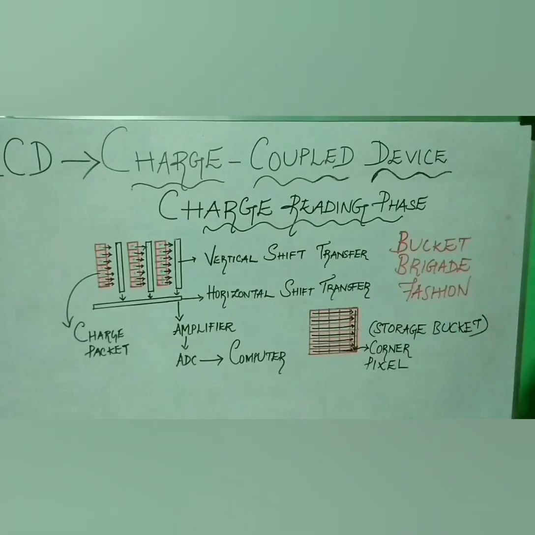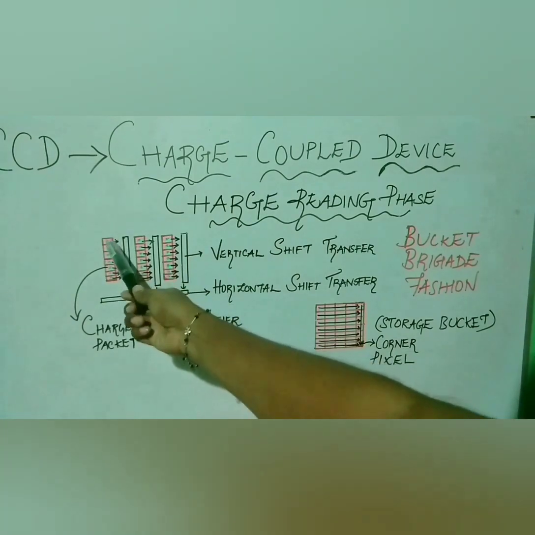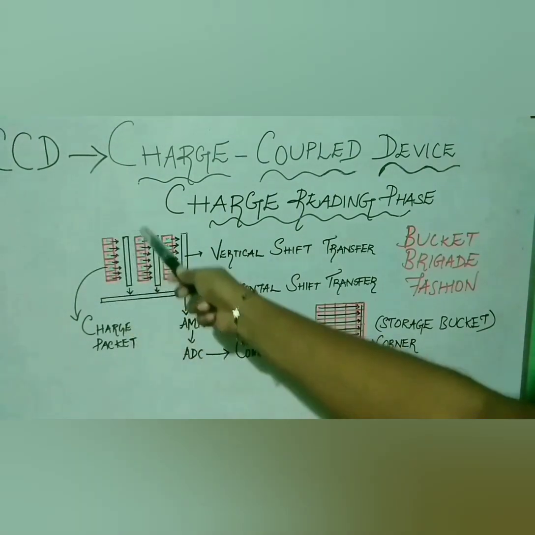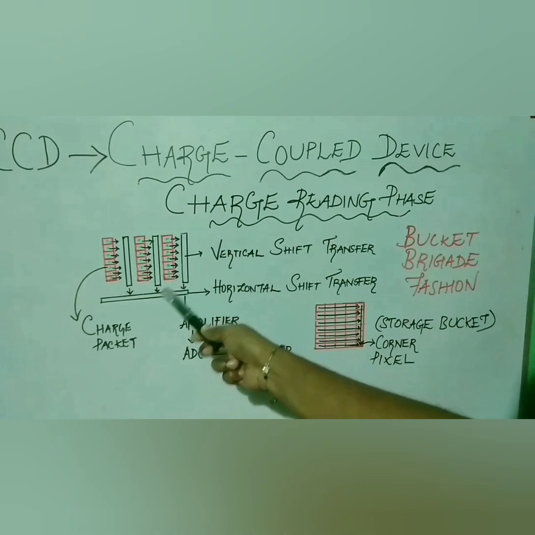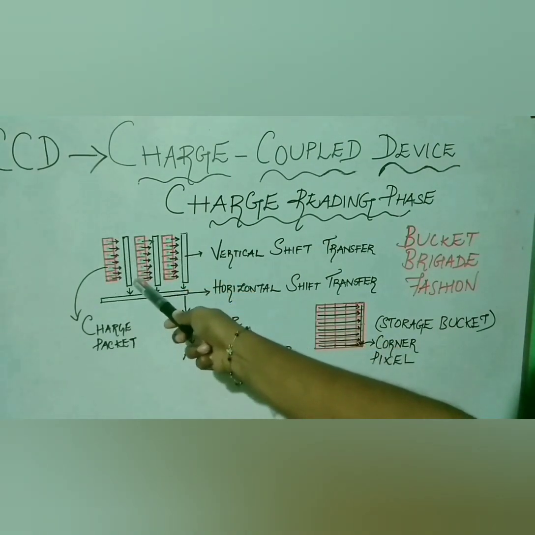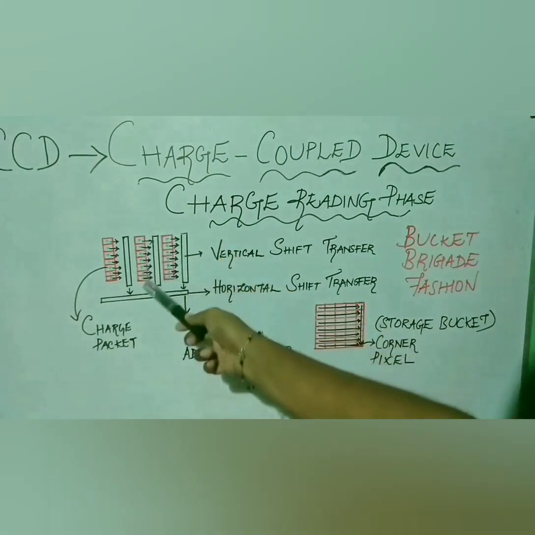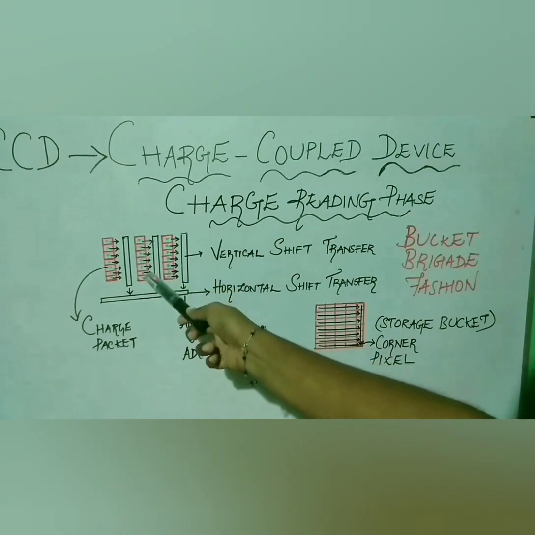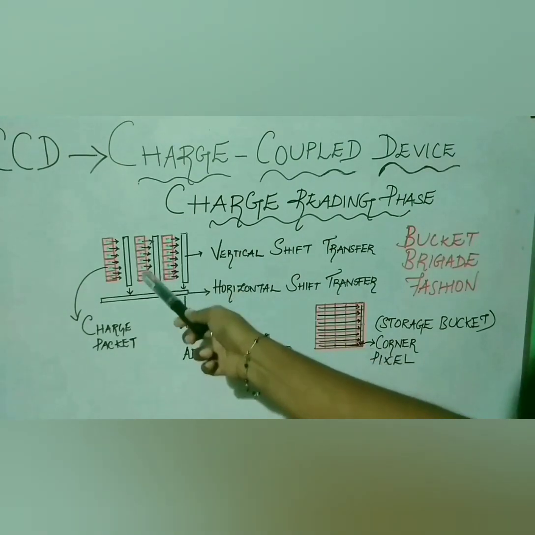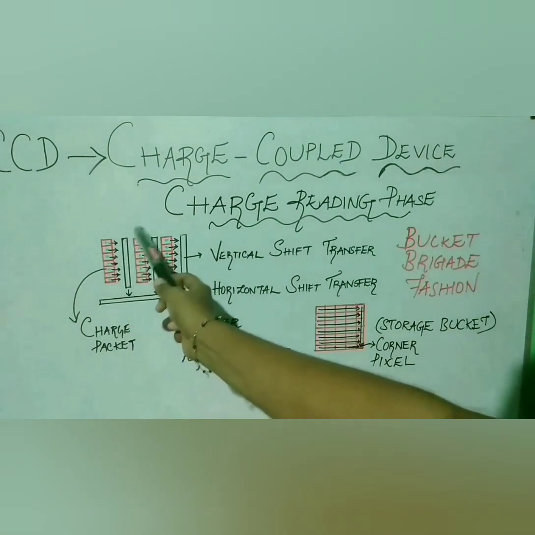Next we are going to study about charge reading phase in a CCD. How charge packets are processed to form a digital image. In each pixel we have one charge packet. So this is one pixel column, this is one pixel column, this is one pixel column. All the charge packets in this pixel column are transferred to vertical shift transfer in single step. Like this, in this pixel column also, all the charge packets are transferred to vertical shift transfer in single step. This vertical shift transfer is located between two adjacent pixel columns.